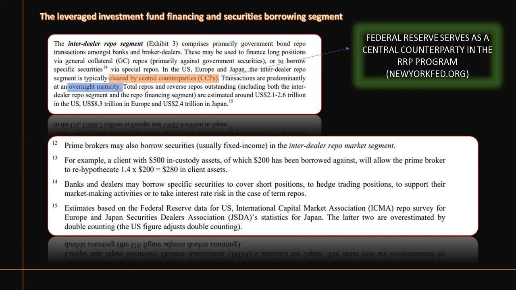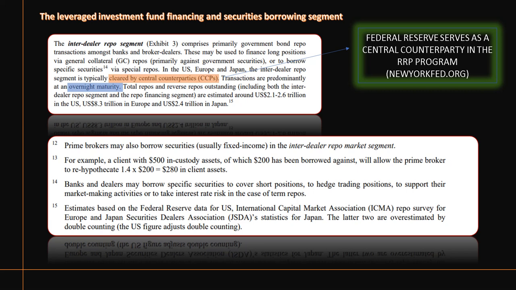Now, these transactions are predominantly an overnight maturity, which further signifies that this is the reverse repos that we're seeing from the New York Fed. Total repos and reverse repos outstanding in 2012 was 2.1 to 2.6 trillion. That's outstanding. 8.3 trillion in Europe and 2.4 trillion in Japan. That's data from the Federal Reserve for the U.S. and the International Capital Market Association.